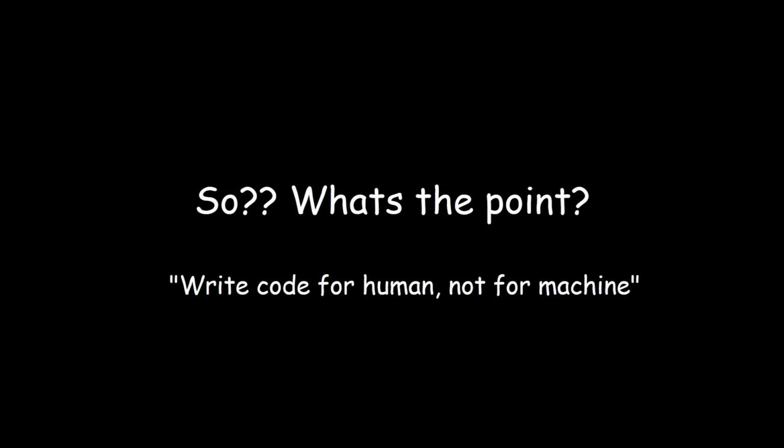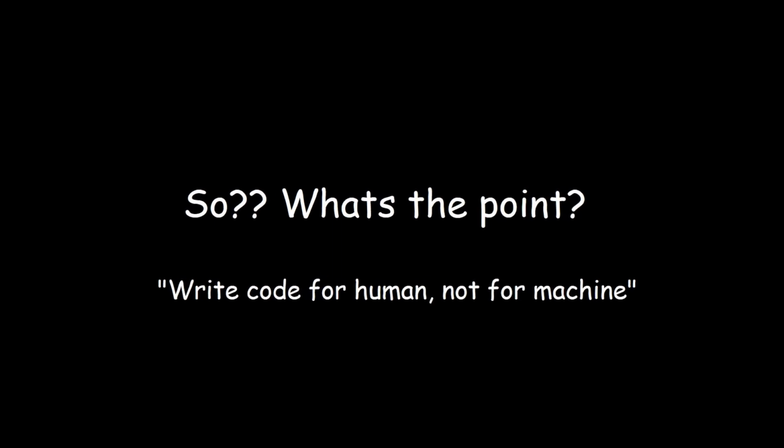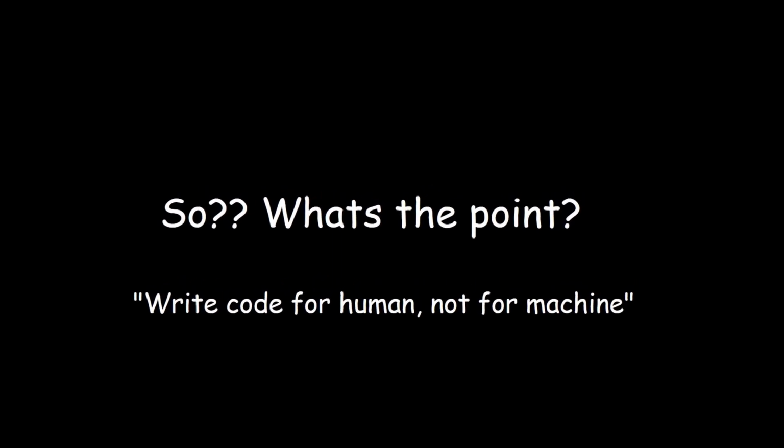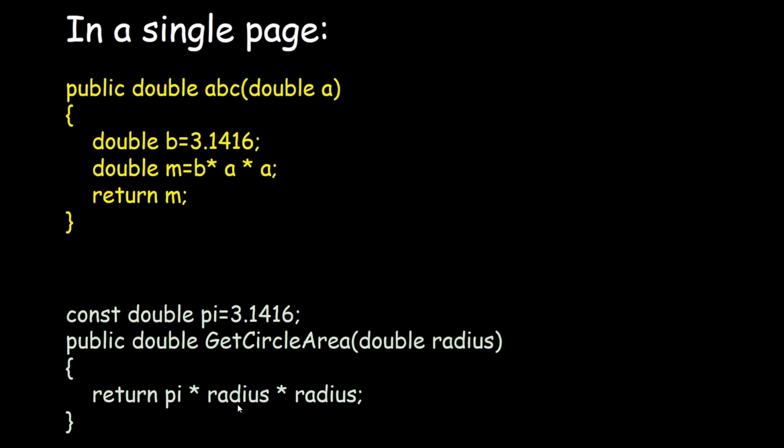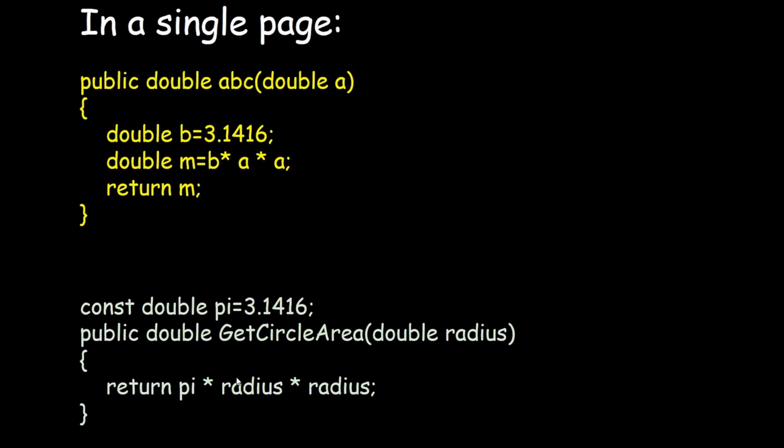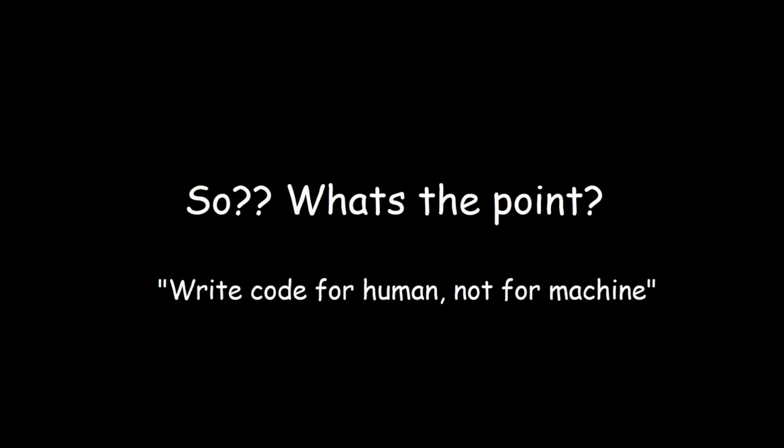So what's the point? The point is, write code for humans, not for machines, because ultimately the machine compiles the code into its own language and executes only 101010, the binaries. So there's no meaning or advantage of writing b instead of pi or radius. So write code for humans, not for machines. But how can we write good code?